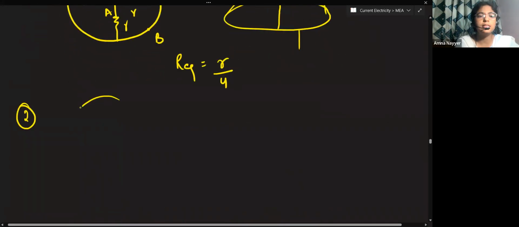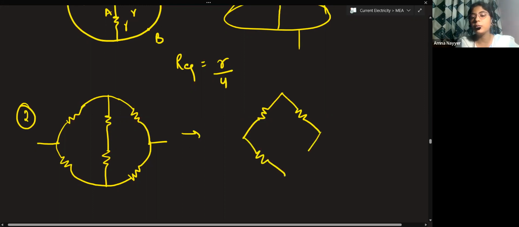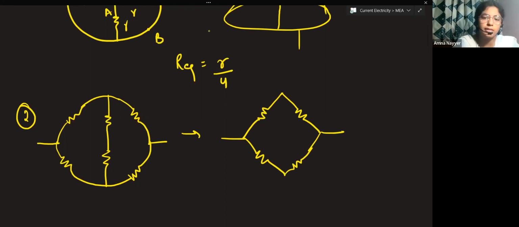Others, listen. See, if the circuit has been in a curved form, it doesn't mean that the concept will change. See, a wire is there. If I draw it in this way, then you people say this is a Wheatstone bridge. We have already discussed the Wheatstone bridge in capacitors. Yes, Khalid, now it's right. So you had to identify that it's a Wheatstone bridge.